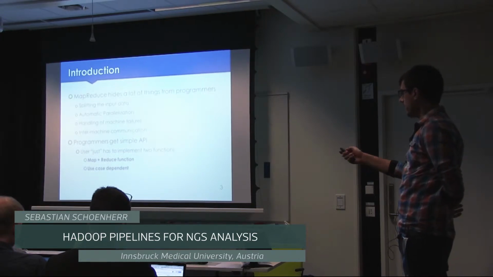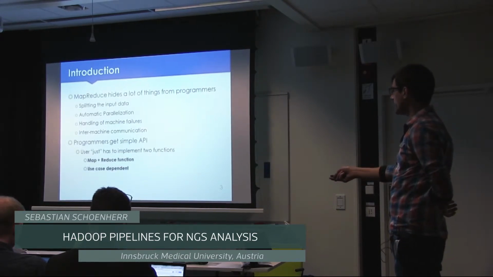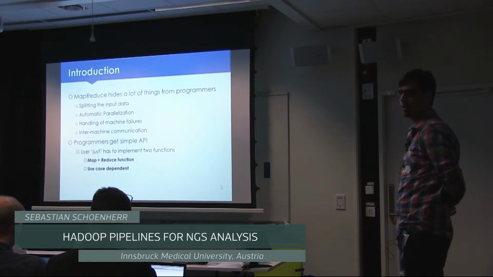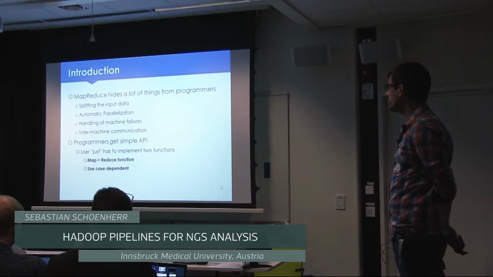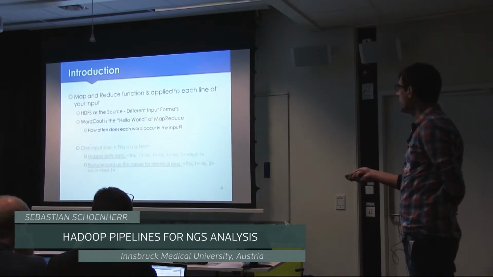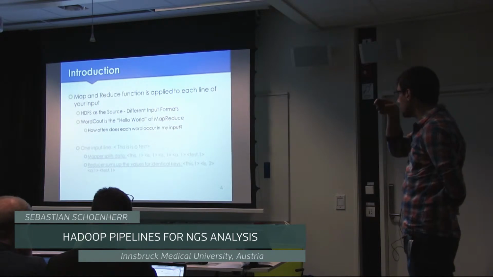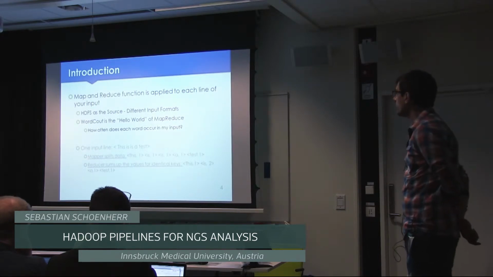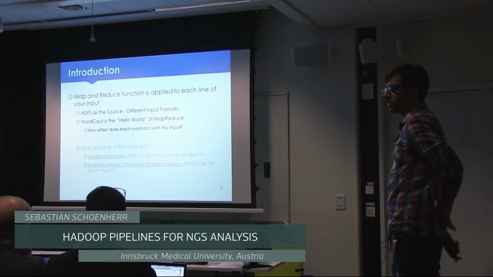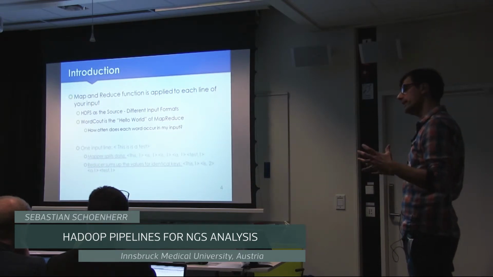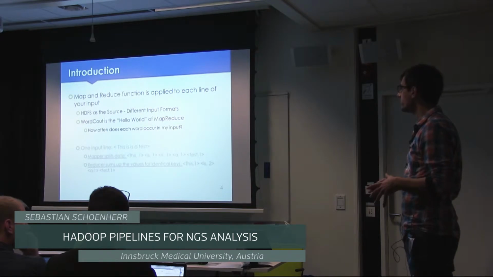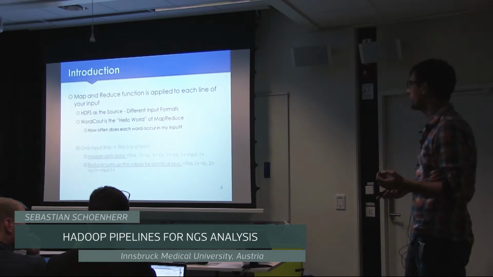And as a programmer, you just get a simple API, and you have to implement two functions, the map and the reduce function. And this is, of course, dependent on your use case. It's not always that easy to implement that, but of course, here the MapReduce functions are applied to each line of your input. So all your data is located in the HDFS file system. It's the input source for MapReduce.